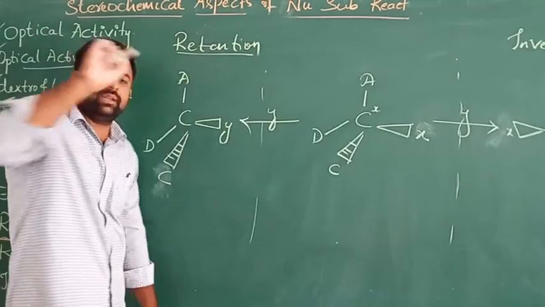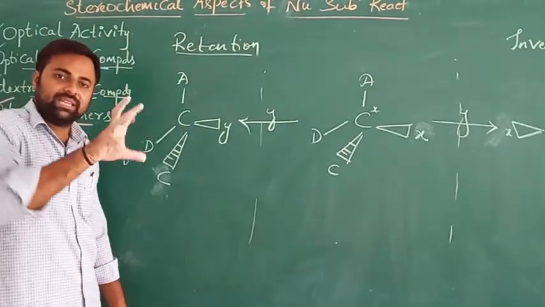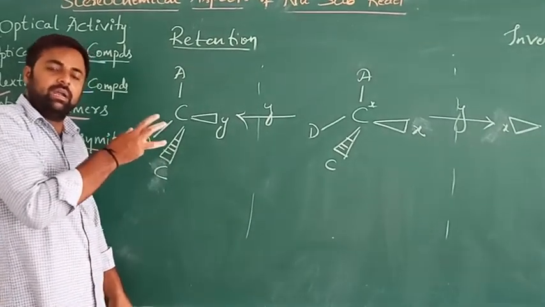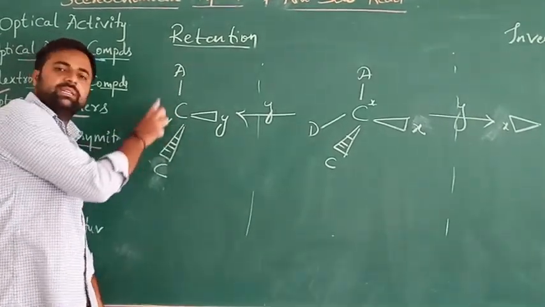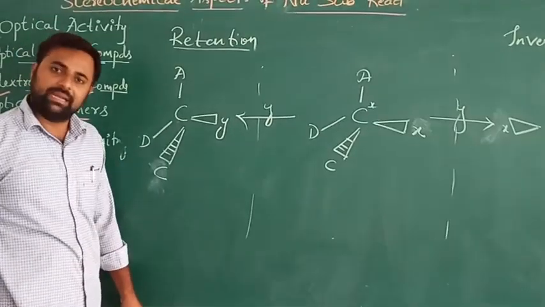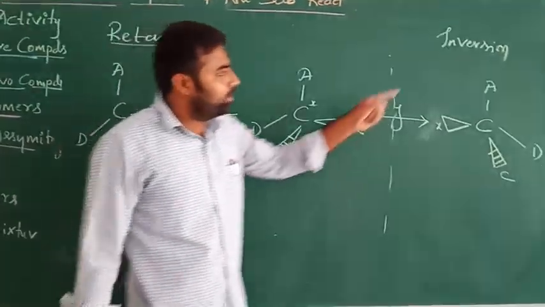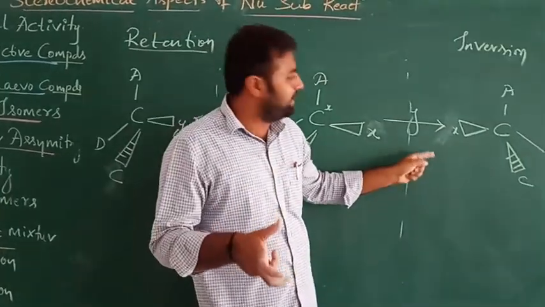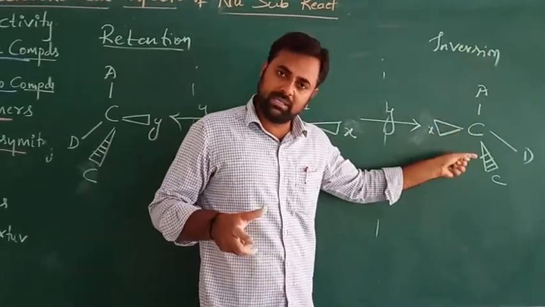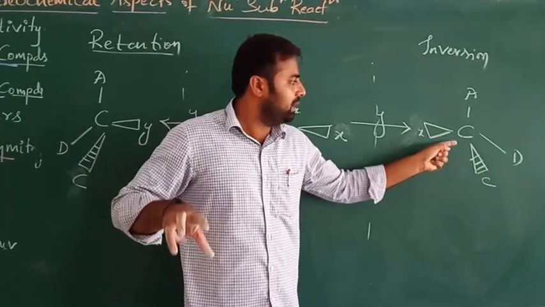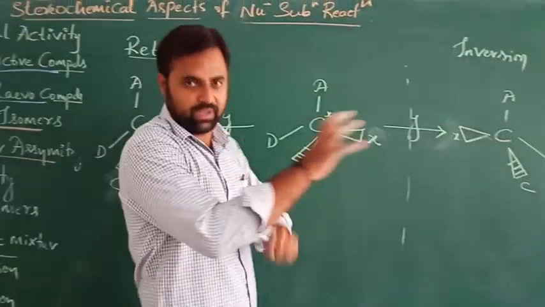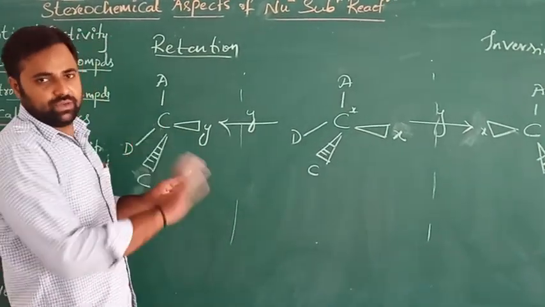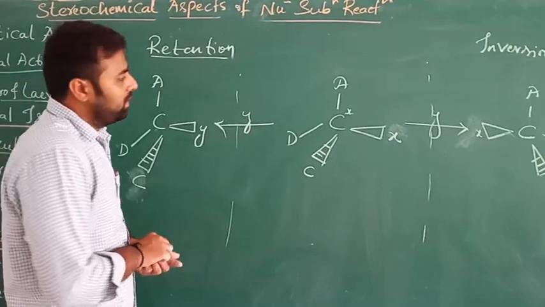That is called retention. Retention is nothing but the preservation of the spatial arrangement of the bonds and atoms around the stereogenic center. That is called retention of configuration. What about inversion? Inversion means the change in spatial arrangement of the bonds and atoms of molecules around the stereogenic center. The configuration is going to be changed. Simple. In retention, there is no change in configuration during the reaction.